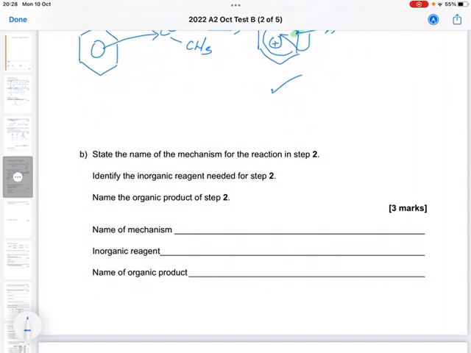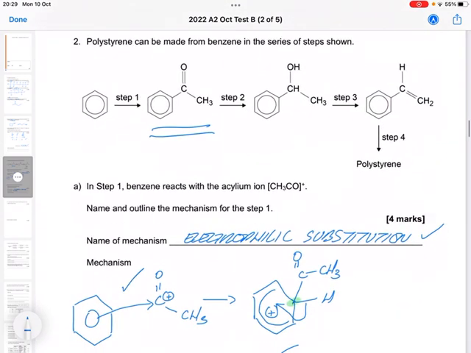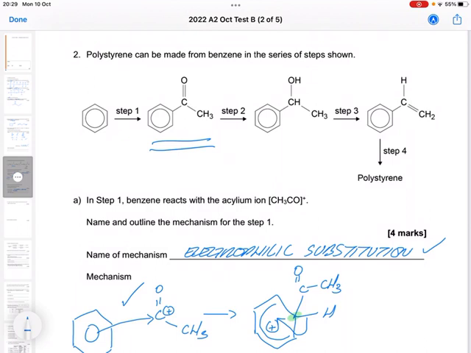So the reduction mechanism is nucleophilic addition. The reagent is NaBH4, and the name of the organic product, so let's go back and have a look. So the name of the organic product here is, so remember benzene becomes phenyl, and I've got an alcohol, so with 2 carbons in here. This is going to be carbon number 1, and that's going to be carbon number 2. So it is 1-phenyl ethane 1-ol or ethan 1-ol.